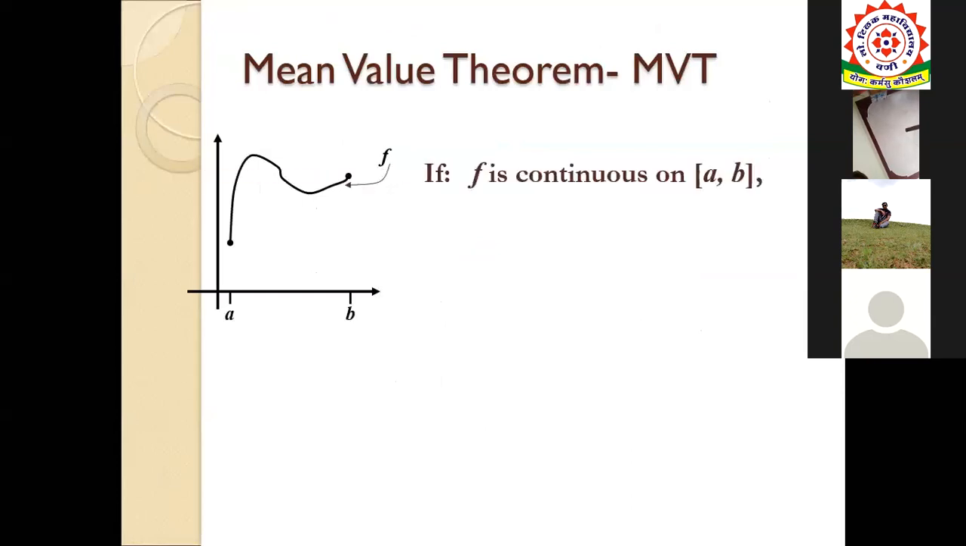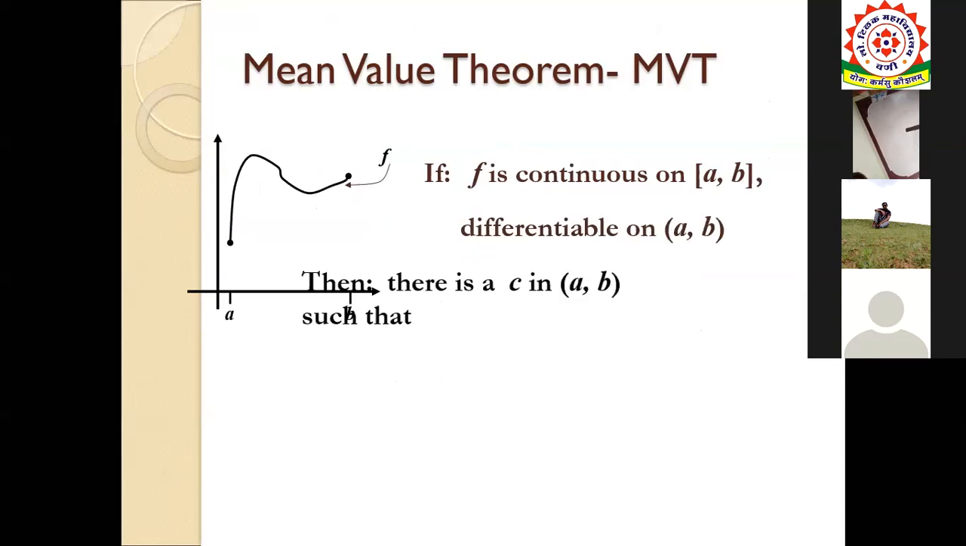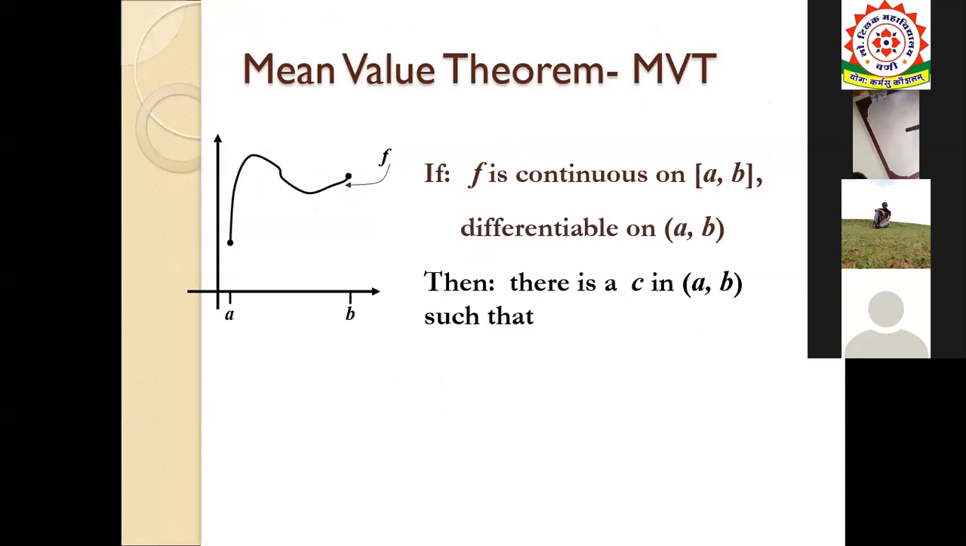Statement of theorem: if a function is continuous on the closed interval [a, b] and differentiable on the open interval (a, b), then there is a c in between a and b such that f dash of c is equal to f of b minus f of a upon b minus a. Okay, in Rolle's theorem there is an additional condition, which is f of a is equal to f of b. Then there is a point c in between a and b such that f dash of c is equal to 0. So Rolle's theorem is simply a particular case of the mean value theorem.